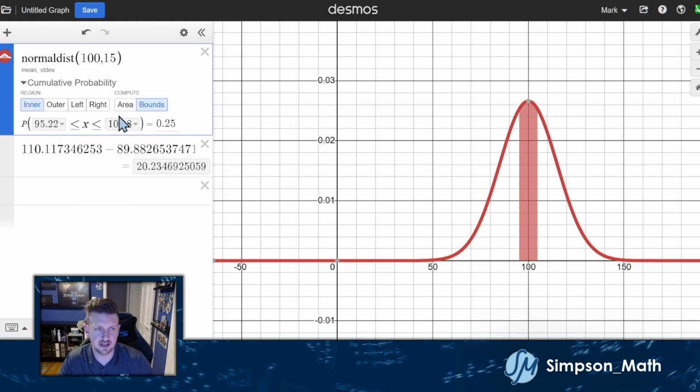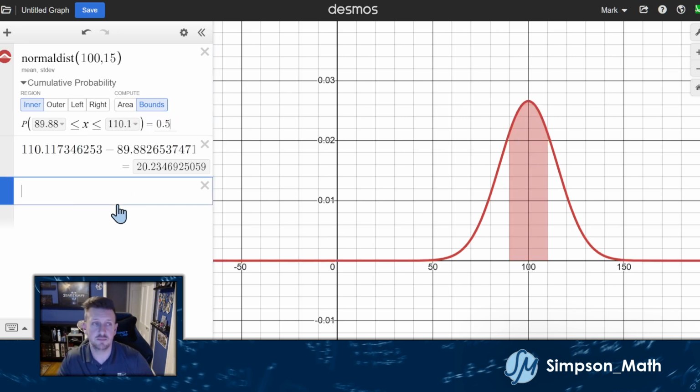But notice, again, I want the middle 50%. These are the cutoffs for the middle 50%. The distance between them is the IQR, or the width of the middle 50%. And there you go. That's the IQR of IQ scores, about 20, a little bit more than 20.